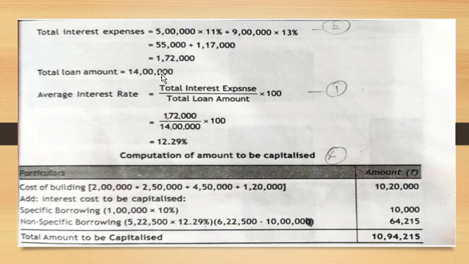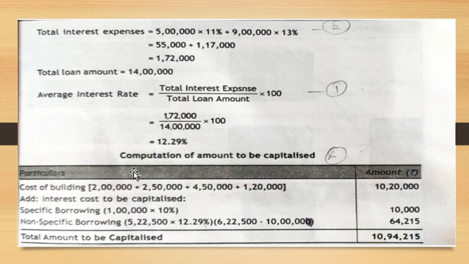What is the total loan amount? 14 lakh. So the average interest rate is total interest expenses divided by total loan amount. The total interest expenses, as calculated, is 1,72,000 divided by the total loan amount, which is 14 lakh, into 100, which will give you 12.29%. As this is a non-specific loan, we need to know the interest, and out of that we will find the average interest rate to find out how much can be capitalized from these non-specific borrowings. So the average interest rate for the non-specific borrowing is 12.29.